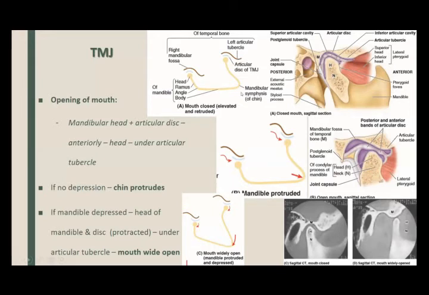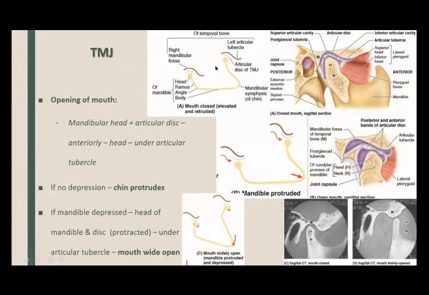ठीक है. ये closed position है mandible with the mouth closed. ये देख लीजिए. The condyles of the mandible are fitted well in the mandibular fossa. ये mandibular fossa है ना, ये articular disc है. So the condyle is fitted well, दोनों sides.